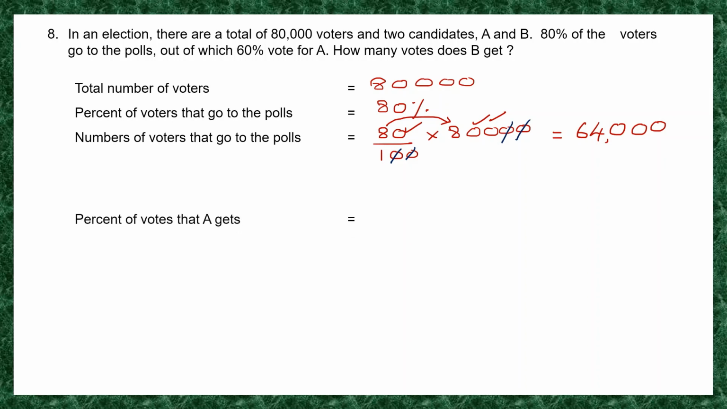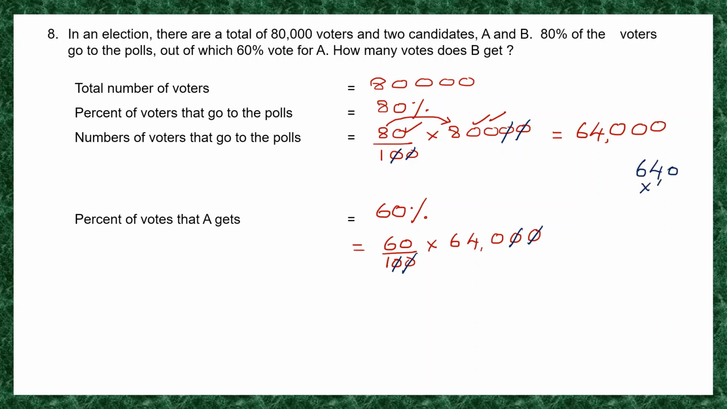Now, percent of votes that A gets. A gets 60% of the votes. Now let's find out the number. How many of them have voted for candidate A? So 60 by 100 into 64,000. 64,000 is the number that went to the polls, and from that 60% voted for A. So now we're going to find out how many voted. Cancel those two zeros and now let's multiply 640 into 60.